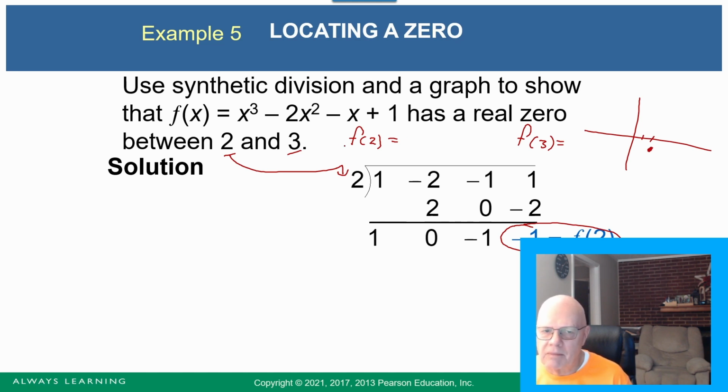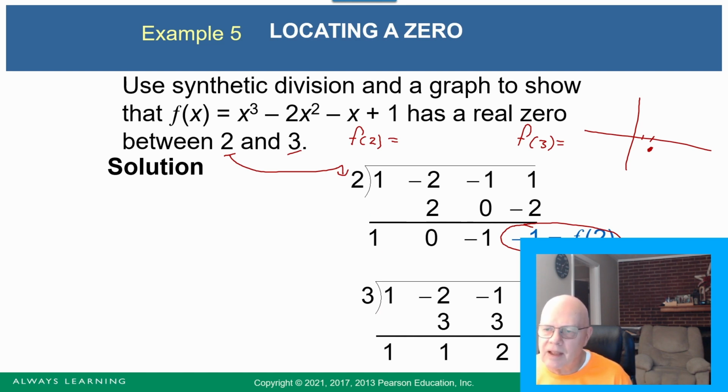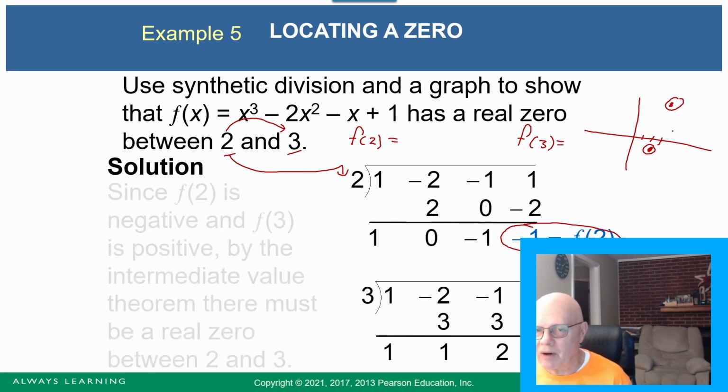Now how about the 3? Do it with 3. What do you get? You get a 7. So over here at 3, you get a +7 like this. Now we're going from 2 to 3. How do you get from here up to here? You have to cross the x-axis. There's no way around it according to the intermediate value theorem and logic too. You don't know what it is perhaps right now, but there has to be one somewhere.